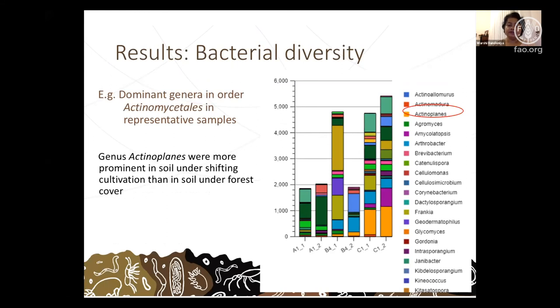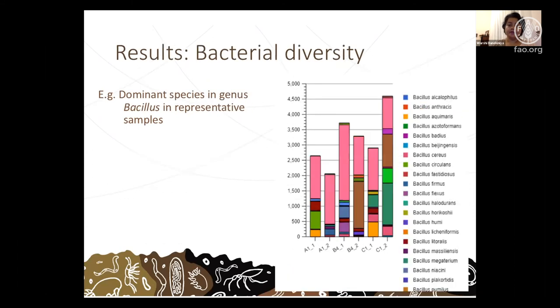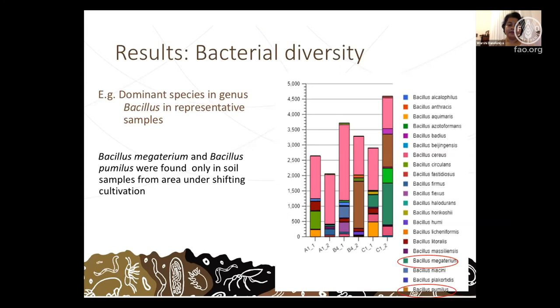These are just a few examples to show how the species composition may change with the land cover in this forested system. So if we take a look at the order Bacillales, the genus Bacillus was the most dominant genus in this order. And the dominant species in genus Bacillus are indicated in this graph. And if you look at Bacillus megaterium and Bacillus primulus, they were found only under shifting cultivation in this particular study.